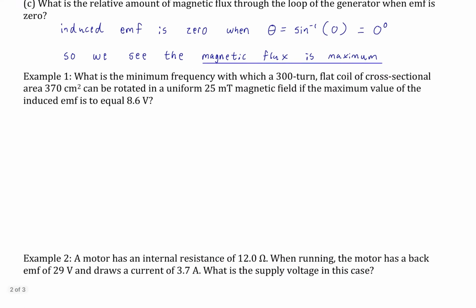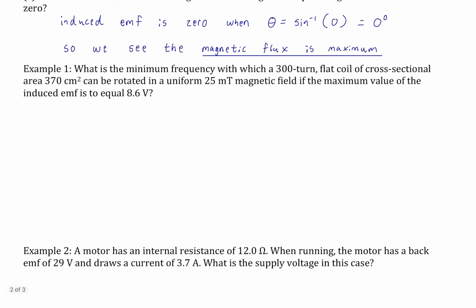All right, so enough about the theory. Let's do a few simple calculations because the problems that involve generators are not terribly complicated at this level of the class. Example 1. What is the minimum frequency with which a 300 turn flat coil of cross-sectional area 370 square centimeters can be rotated in a uniform 25 millitesla magnetic field if the maximum value of the induced EMF is equal to 8.6 volts?